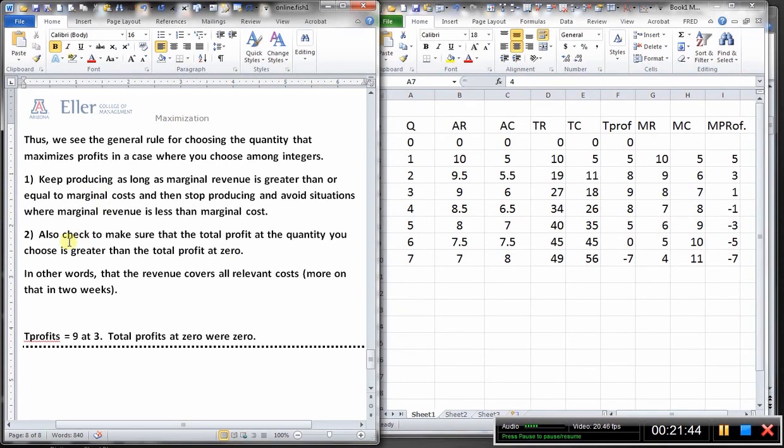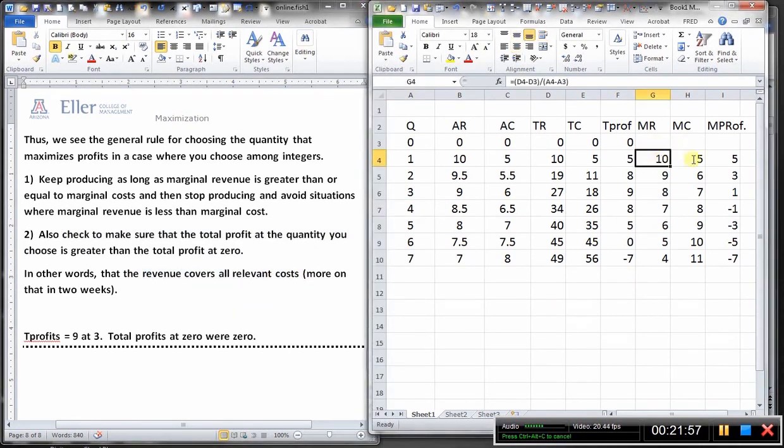So you want to choose quantity using marginal revenue and marginal cost, and then you want to check to make sure that your total profit at the quantity that you choose is greater than the total profit at 0. In other words, that the revenue covers all relevant costs. Well, notice marginal revenue is greater than marginal cost here. We made $5 million. Make the first movie. Marginal revenue of 9 was greater than marginal cost of 6 here. We made $3 million. Make that movie. Marginal revenue was greater than marginal cost here. They made $1 million. Make that movie.